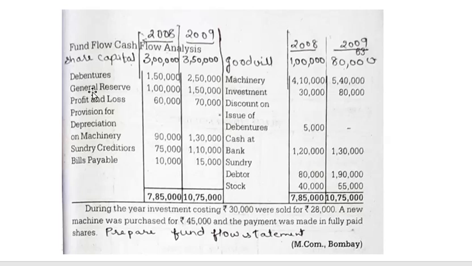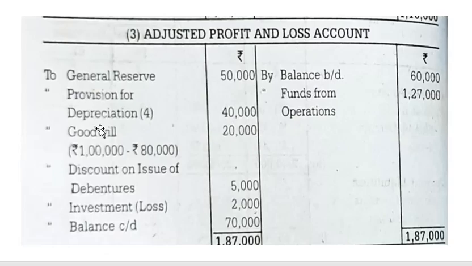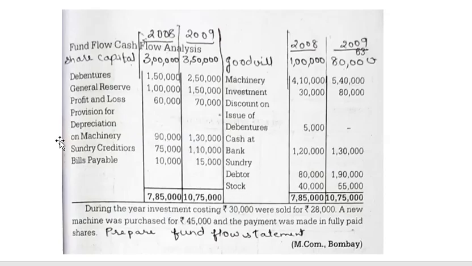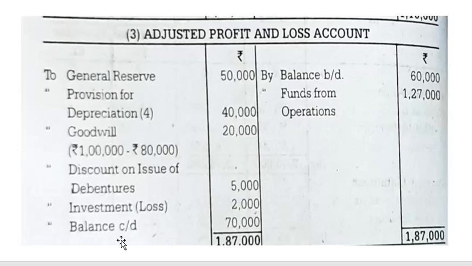On this side you have the general reserve. I have already explained all of these. So the general reserve will come, the depreciation provision of 40,000 will come, goodwill will come, and investment will come. Now the balance carried down is the closing balance of the profit and loss account. See, 70,000. This 70,000 you have to show here by balance carried down. The difference will be funds from operation, 1,27,000.